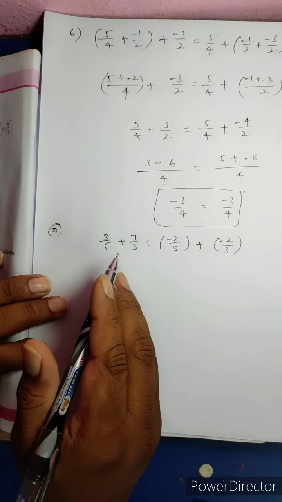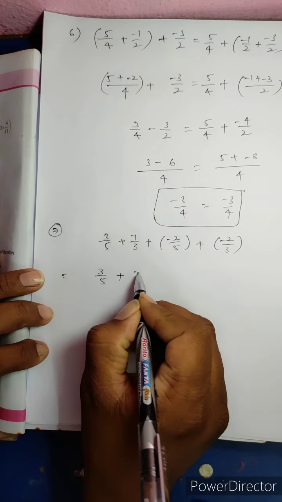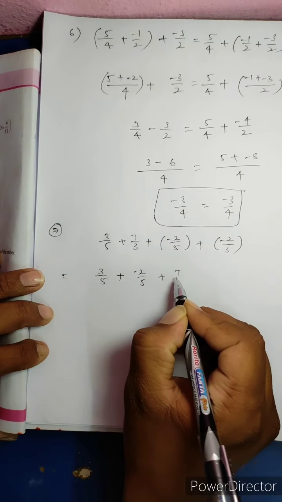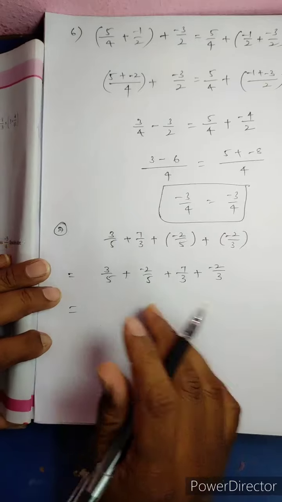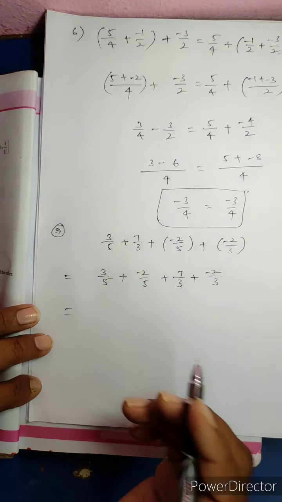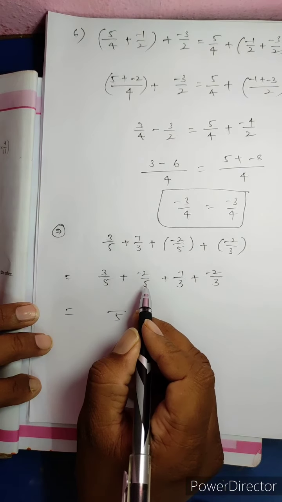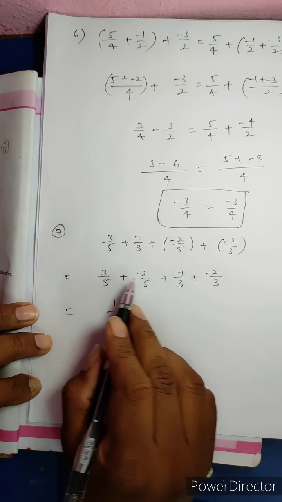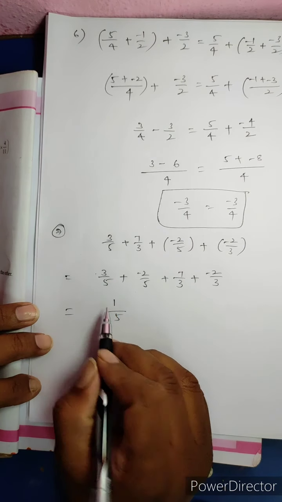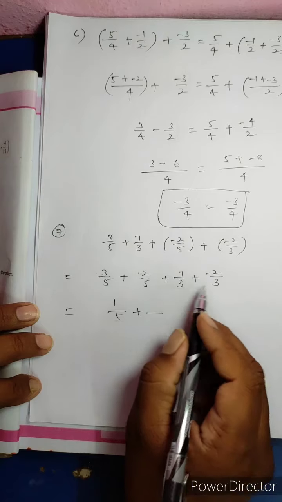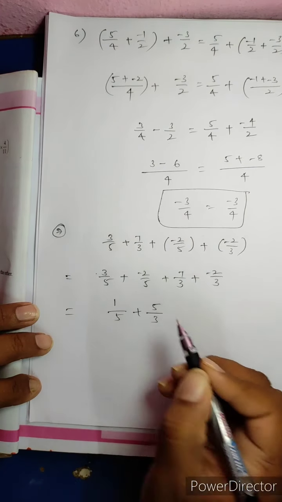So first arrange like fractions at one side. 3 by 5 plus minus 2 by 5 plus 7 by 3 plus minus 2 by 3. For like fractions, we can add them directly. 5, 5 same. 3 plus minus 2 means 1. The difference of 3 and 2 is 1. Big number 3, so big number contains the positive symbol. So positive. Plus 3, 3 same. 7 minus 2, the difference of 7 and 2 is 5.